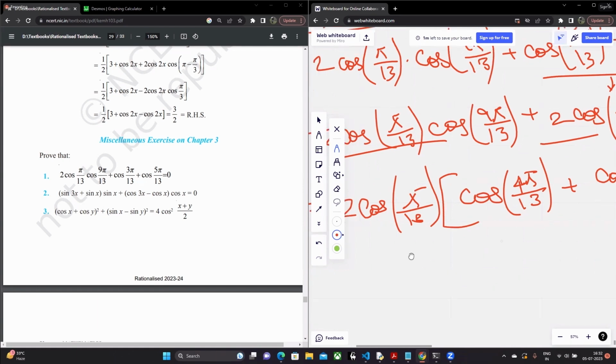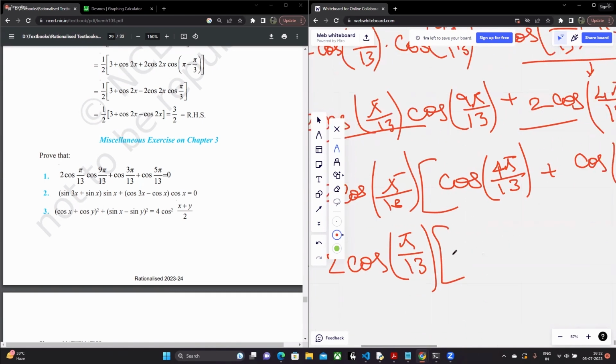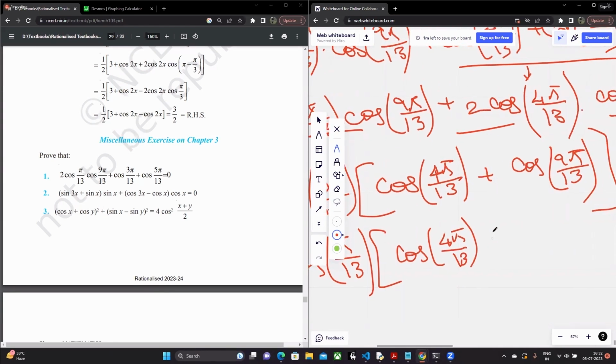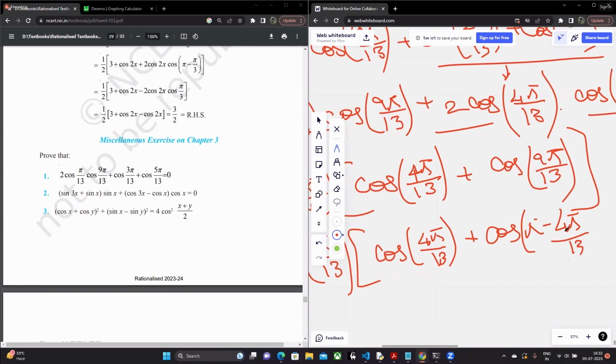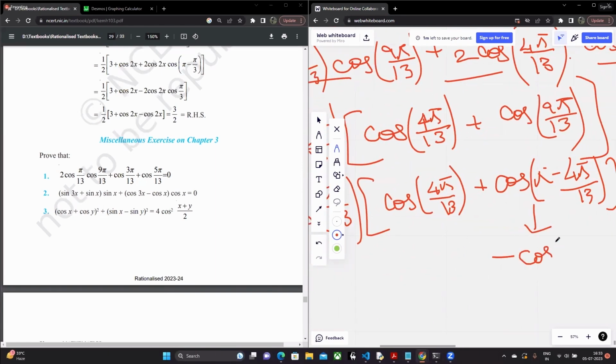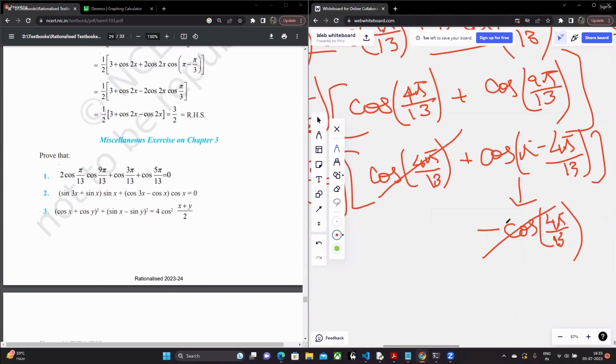So basically, this is equal to 2 cos of pi by 13 into cos of 4 pi by 13 plus cos of pi minus 4 pi by 13. This is basically minus cos 4 pi by 13. If you remember, cos of pi minus theta is minus cos theta, right? And so cos 4 pi by 13 plus this is going to be equal to 0.